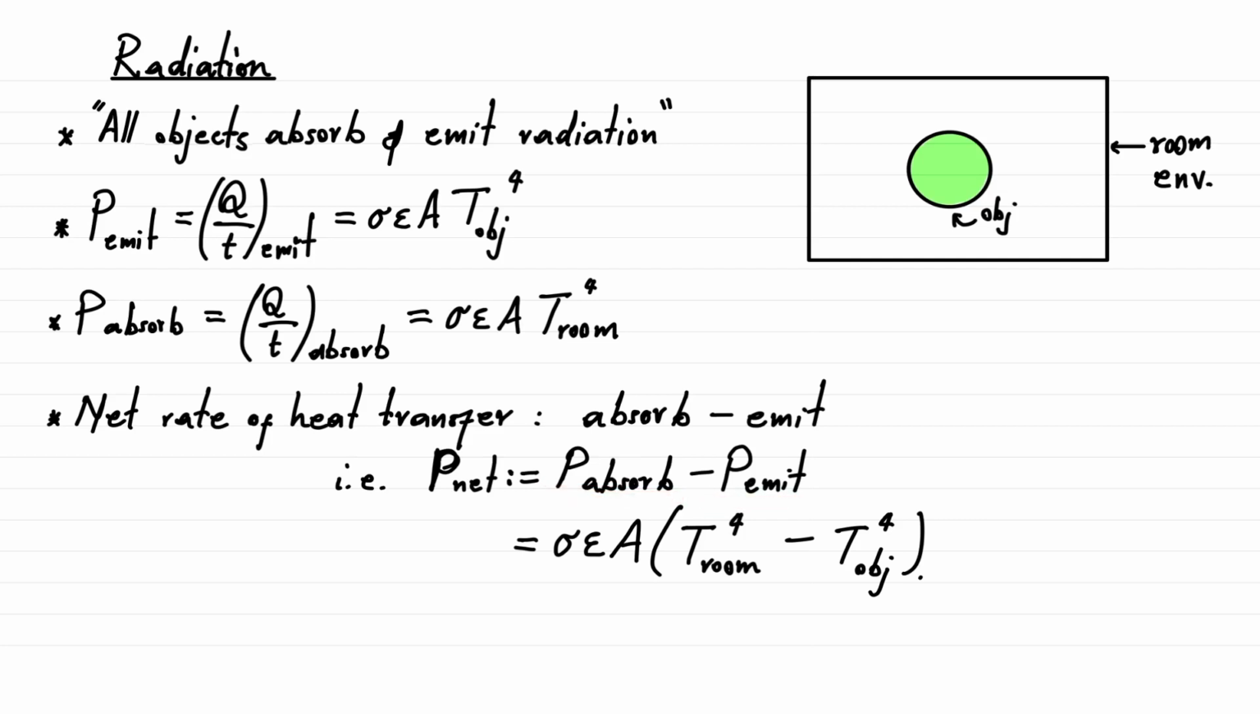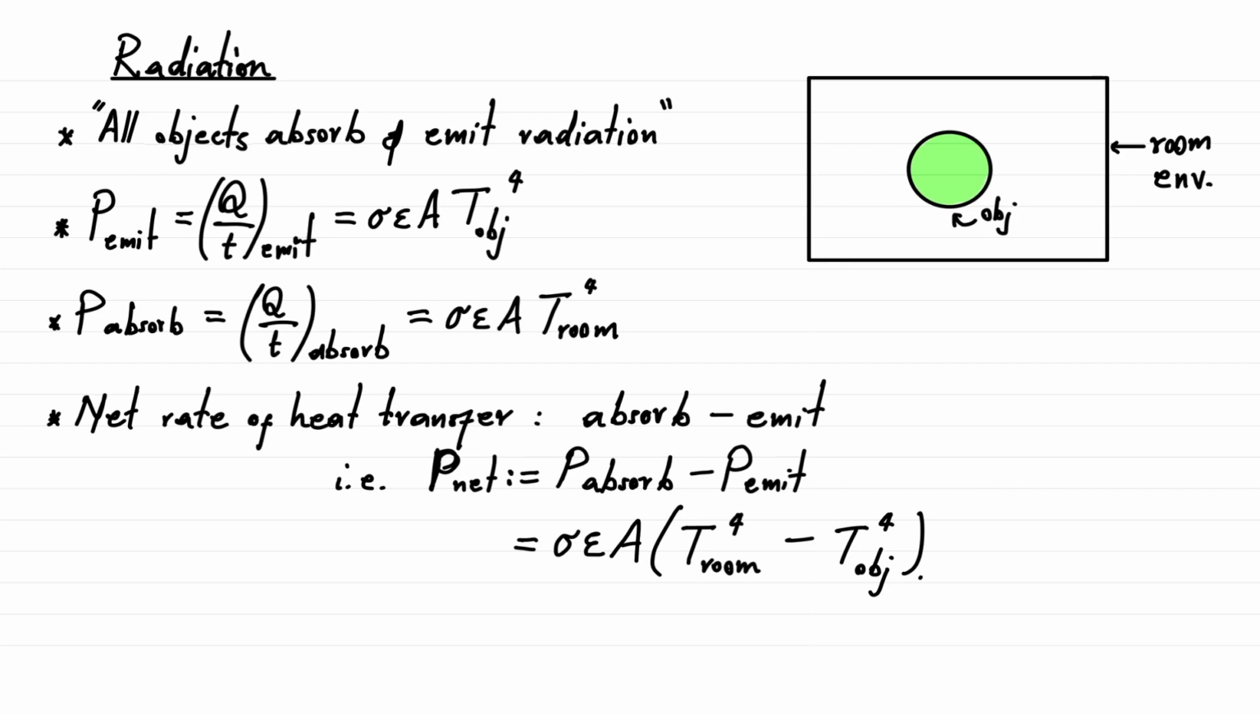And if we plug these formulae into this equation and take out the common factor, what we obtain is sigma epsilon alpha, open bracket, the temperature of the room to the power 4 minus the temperature of the object to the power 4. And these temperatures must be in kelvins.